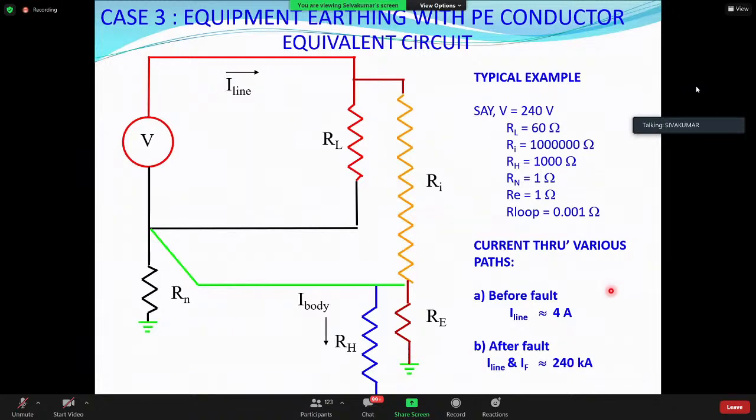So this is the significance of equipment earthing. Why should you go for equipment earthing? Why should you go for a PE conductor? Why should you go for a TNS system? Even if someone forgets or ignores the maintenance of the earth pits or earth system, there will always be a safe isolation before the human gets endangered during a fault.